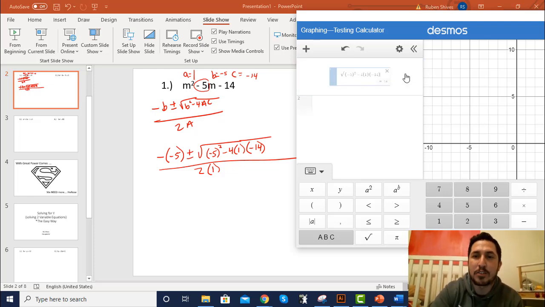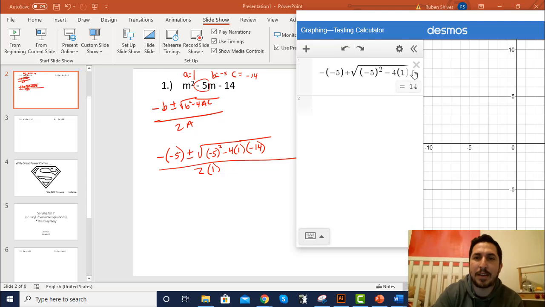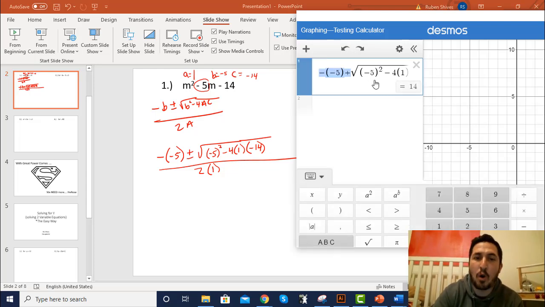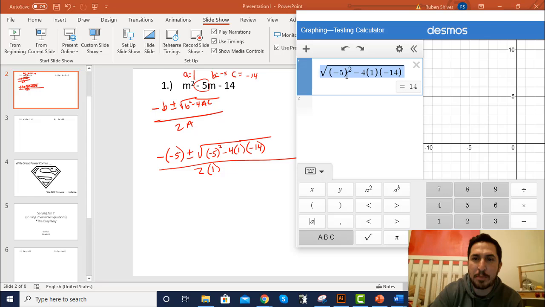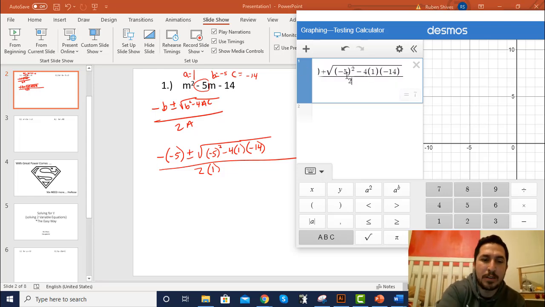This isn't good enough. So I'm going to, oh, I just erased it. Let's bring it back. All right, I need the whole thing to be divided by. So I'm going to highlight everything, hit the divided by button, 2 parentheses, 1. Close it. And look, it gives me an answer already. If you had a calculator, you just type that in and hit enter.